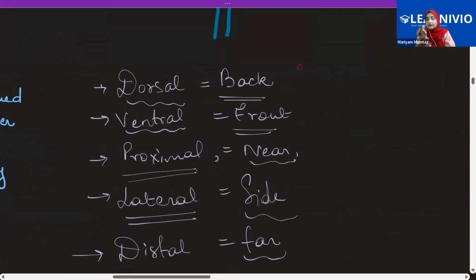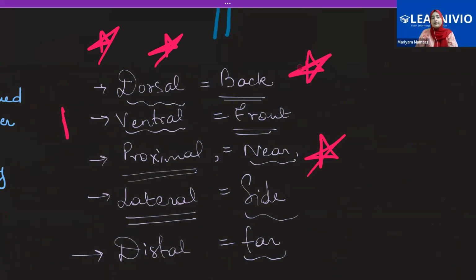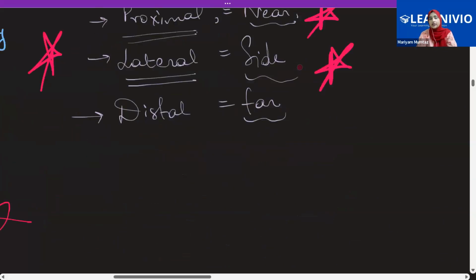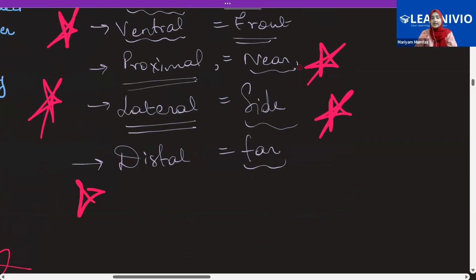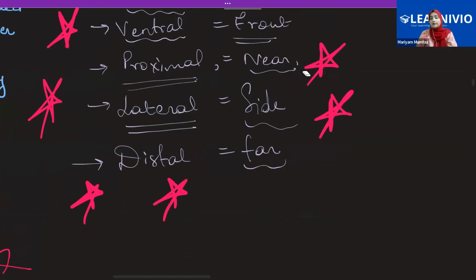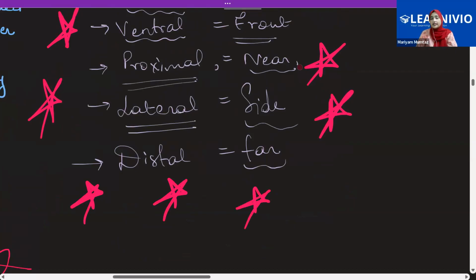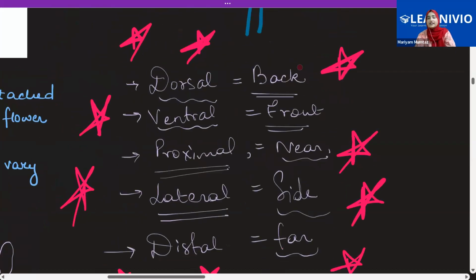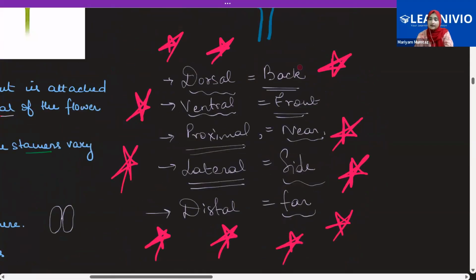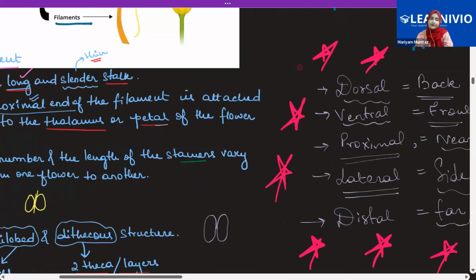Okay, and here are a few of the biological terms that you should remember. The dorsal position in terms of biology is the back position. The ventral position in terms of biology is the front position. Proximal means near, something that is near. Lateral means side, and distal means far away. So this is something you must remember in order to learn things better, and these are the various positions that you will find biologically speaking.